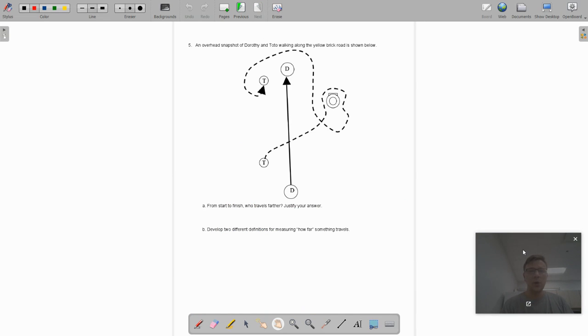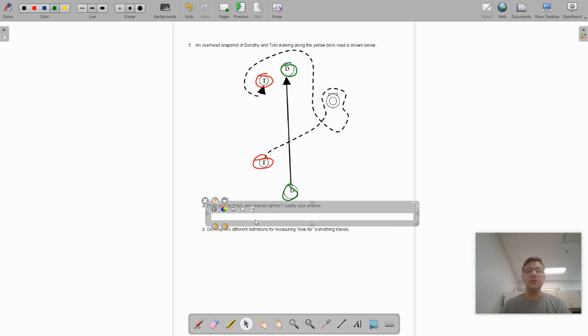So on this one, we've got Toto and Dorothy walking along the yellow brick road, and these are their paths, right? So Toto, I'm going to circle in red, and Dorothy, I will circle in green. So it says from start to finish, who travels further? Okay, so who travels further? This is asking us for who has a greater distance, who covered more distance. The answer here is Toto.